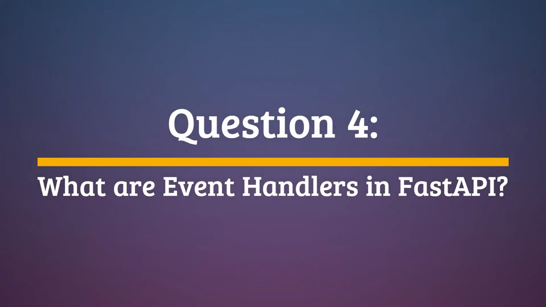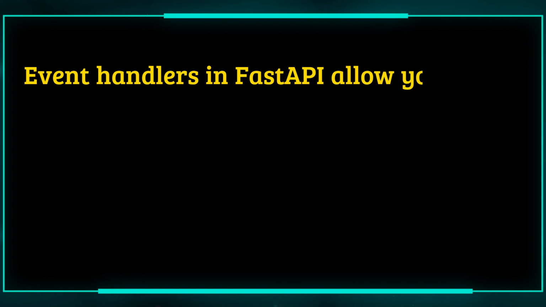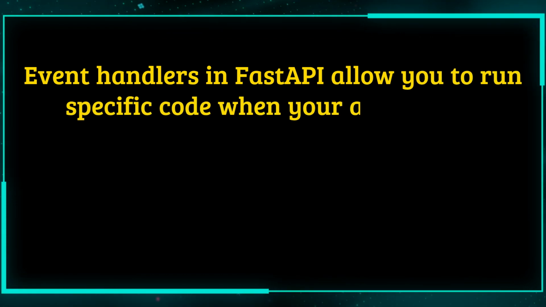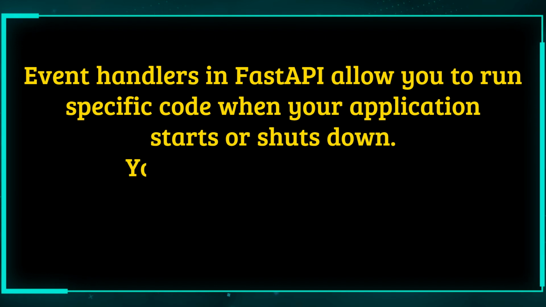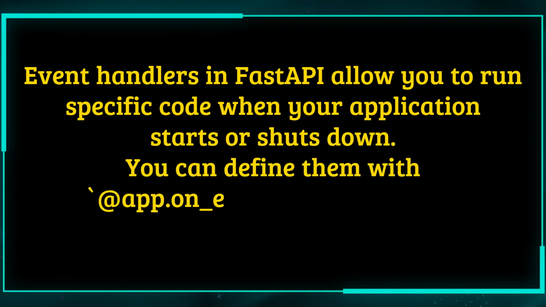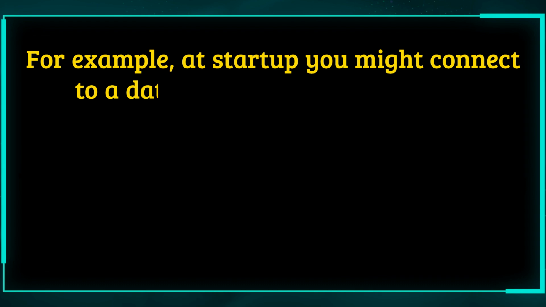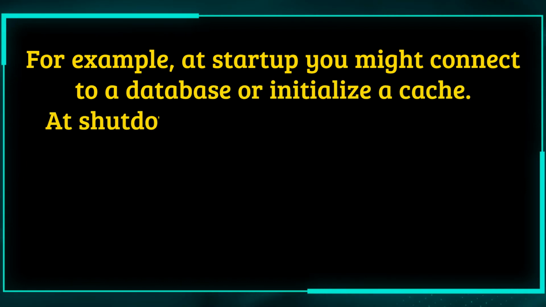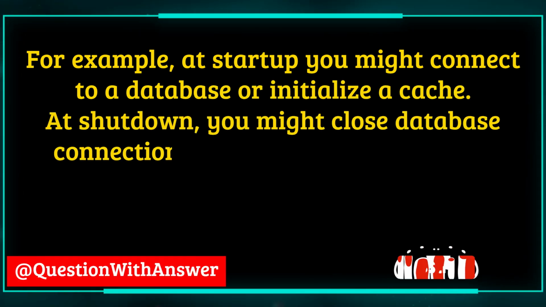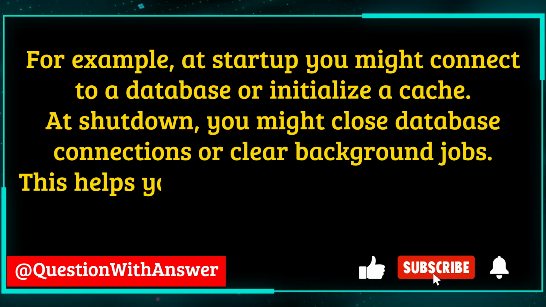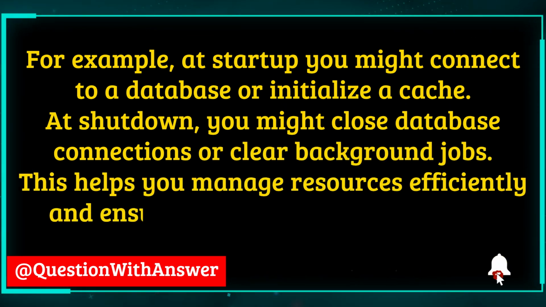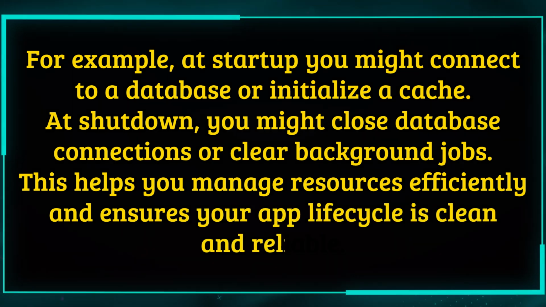Question 4. What are event handlers in FastAPI? Answer. Event handlers in FastAPI allow you to run specific code when your application starts or shuts down. You can define them with @app.on_event("startup") and @app.on_event("shutdown"). For example, at startup you might connect to a database or initialize a cache. At shutdown, you might close database connections or clear background jobs. This helps you manage resources efficiently and ensures your app lifecycle is clean and reliable.